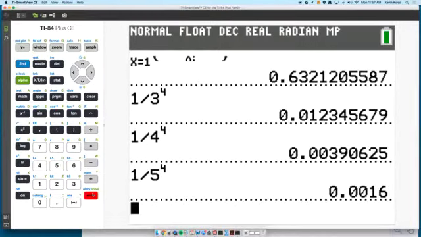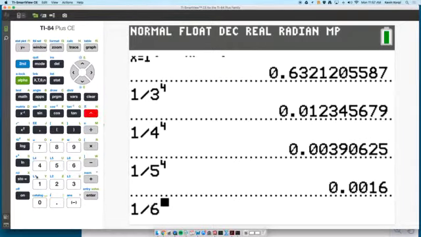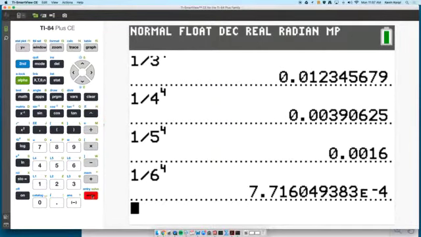So trial and error is not a bad way to go. Is that less than 1,000? Not quite. Well, I'm getting close. 1 divided by 6 to the 4th. Is that less than 1,000? That's 0.0007, right? If you move it 4 decimals back to the left, it's 0.0007. That is less than 1,000, okay?